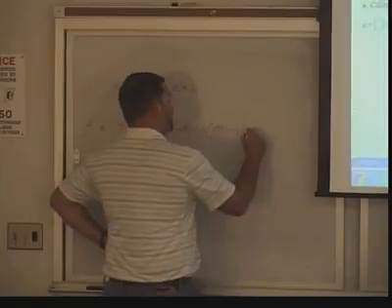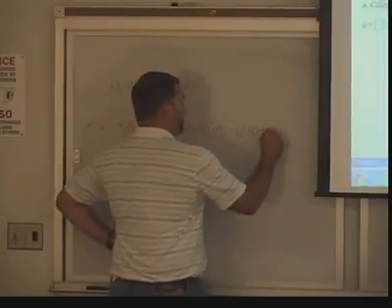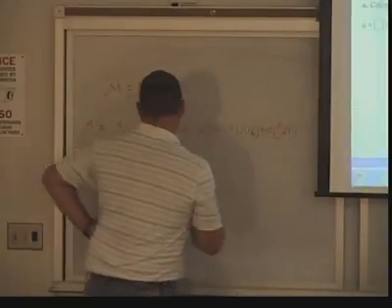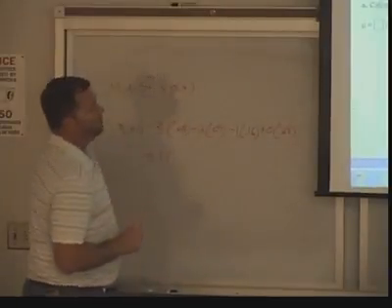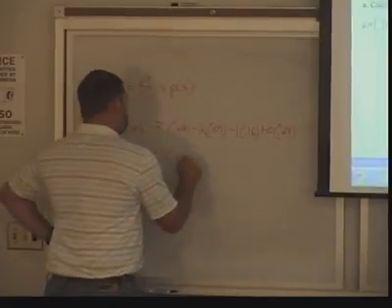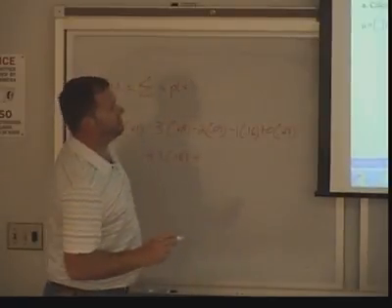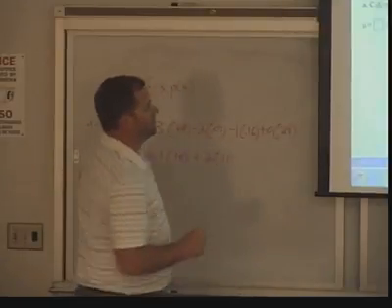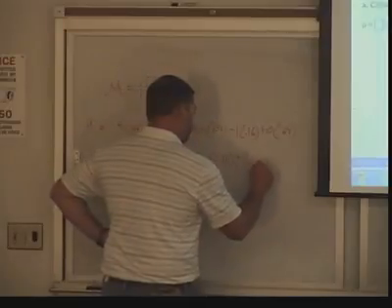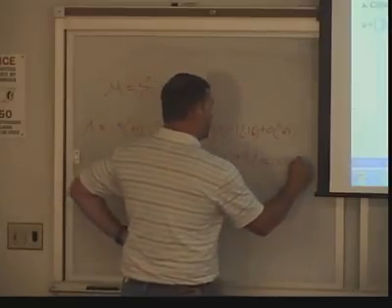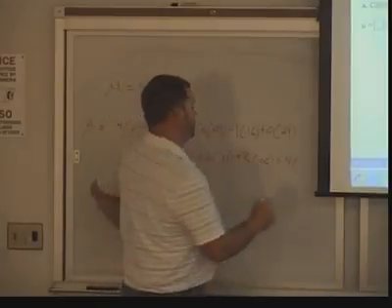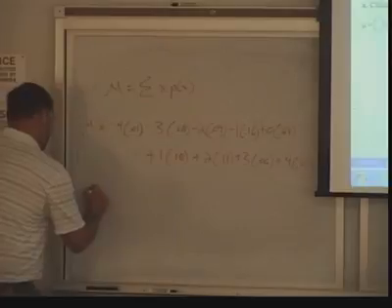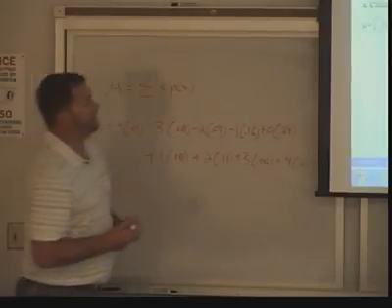-1 times 0.16. Now I'll do plus. Plus 0 times 0.29. Plus 1 times its probability, 0.18. Plus 2 times 0.11. Plus 3 times 0.06. Plus 4 times 0.02. So mu equals, and it says round to 2 decimal places.